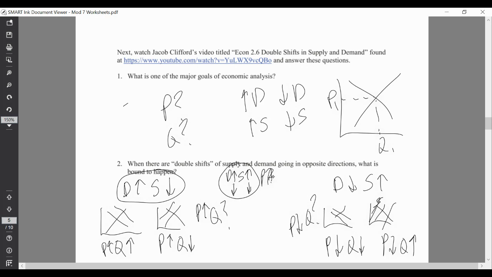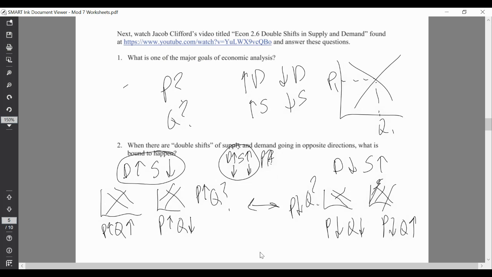So when they go the same direction, we know about quantity, but price is ambiguous. But when they go in opposite directions, we know which way the price is going, but quantity is ambiguous.